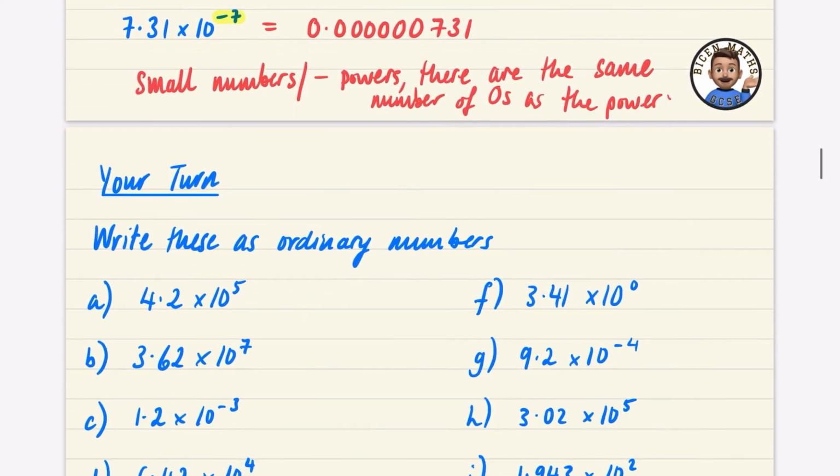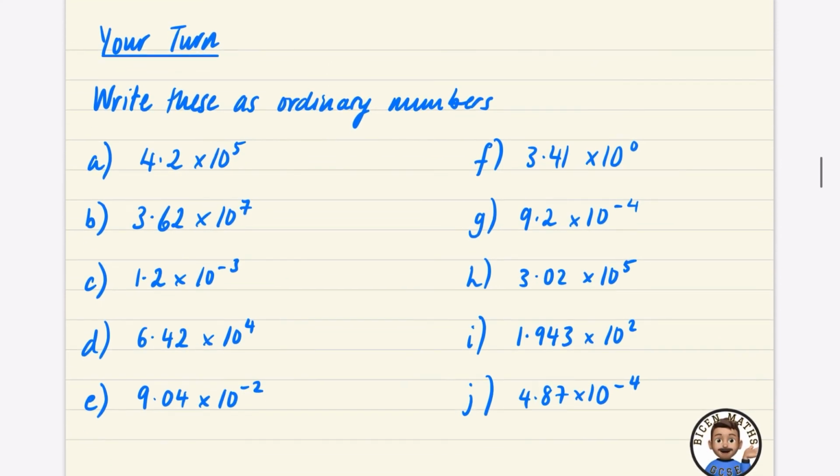Your turn. I want you to write these as ordinary numbers, and I'm going to do them quick in just a second after you've paused the video and had a go. So 4.2 times 10 to the 5. Well, one of those 5 jumps is going to get it over the 2, and then the other 4 jumps are going to create those extra zeros, so it's 420,000.